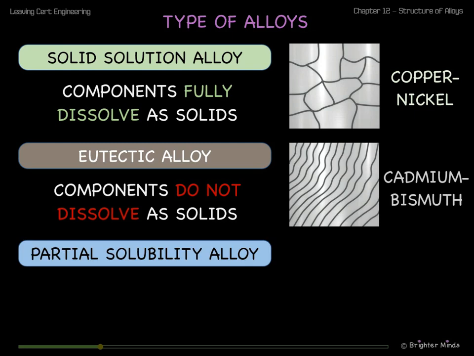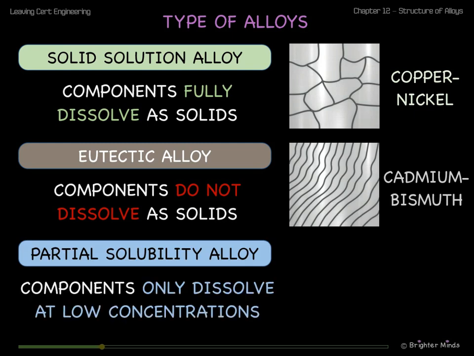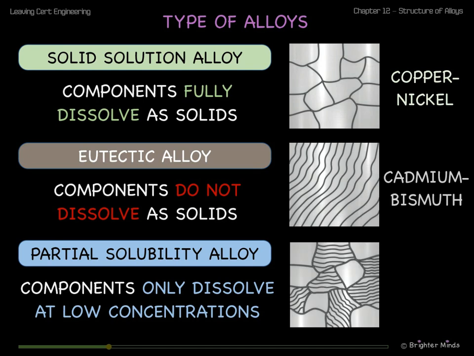In a partial solubility alloy, the component elements will only dissolve in each other at low concentrations or high temperatures, and thereafter won't dissolve anymore. This means we get a mixture of solid solution grains, where the elements have dissolved at low concentrations, and lamellar grains, where the elements cannot dissolve any further. Tin lead is an example of a partial solubility alloy.